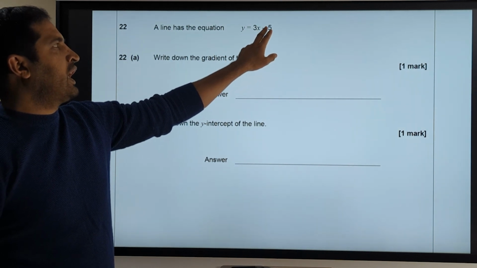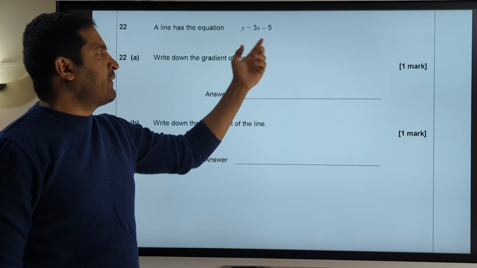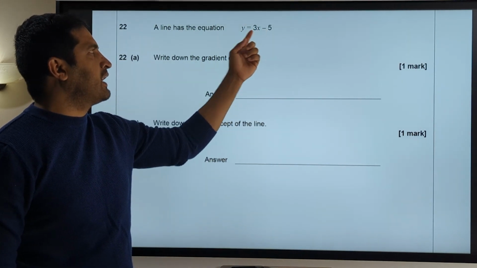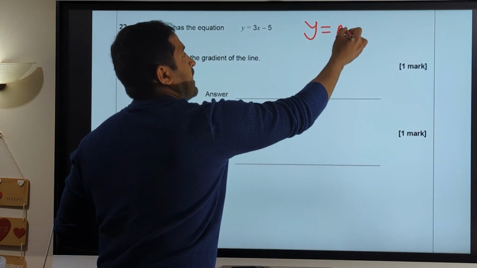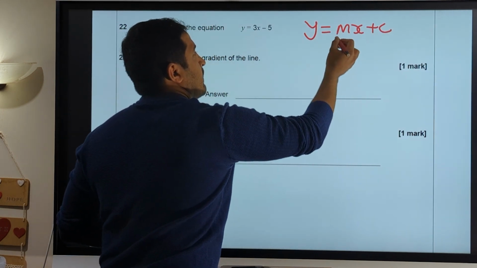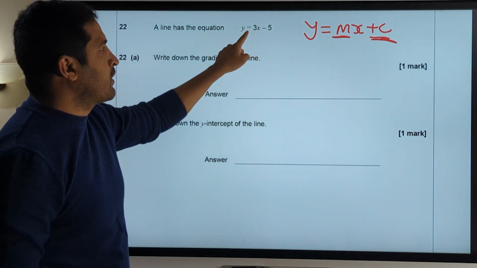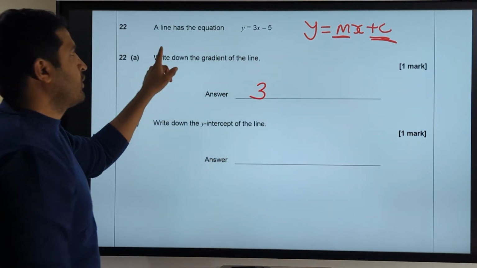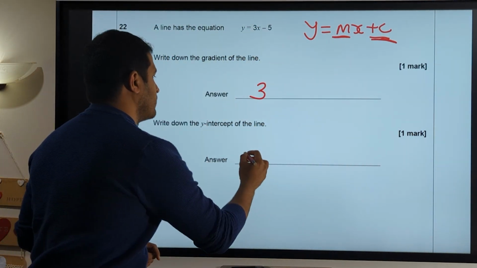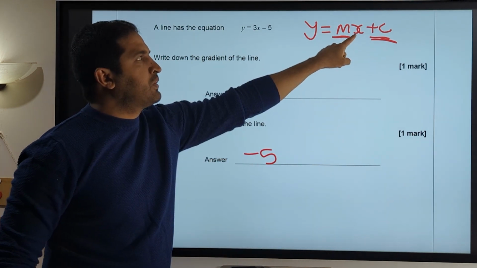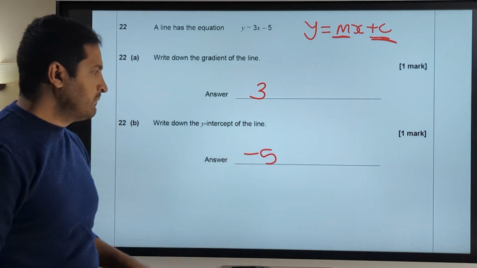The line has equation 3x minus 5. So you multiply x by 3 and then take away 5 every single time. Generally this is your straight line graph equation, y equals mx plus c, where m is your gradient and c is your y-intercept. The number in front of the x is your gradient. So the gradient of the line is 3, and the number by itself, which is minus 5, is your y-intercept, because when you put x equal to 0, your y value is going to be minus 5. That's why it's called the y-intercept.